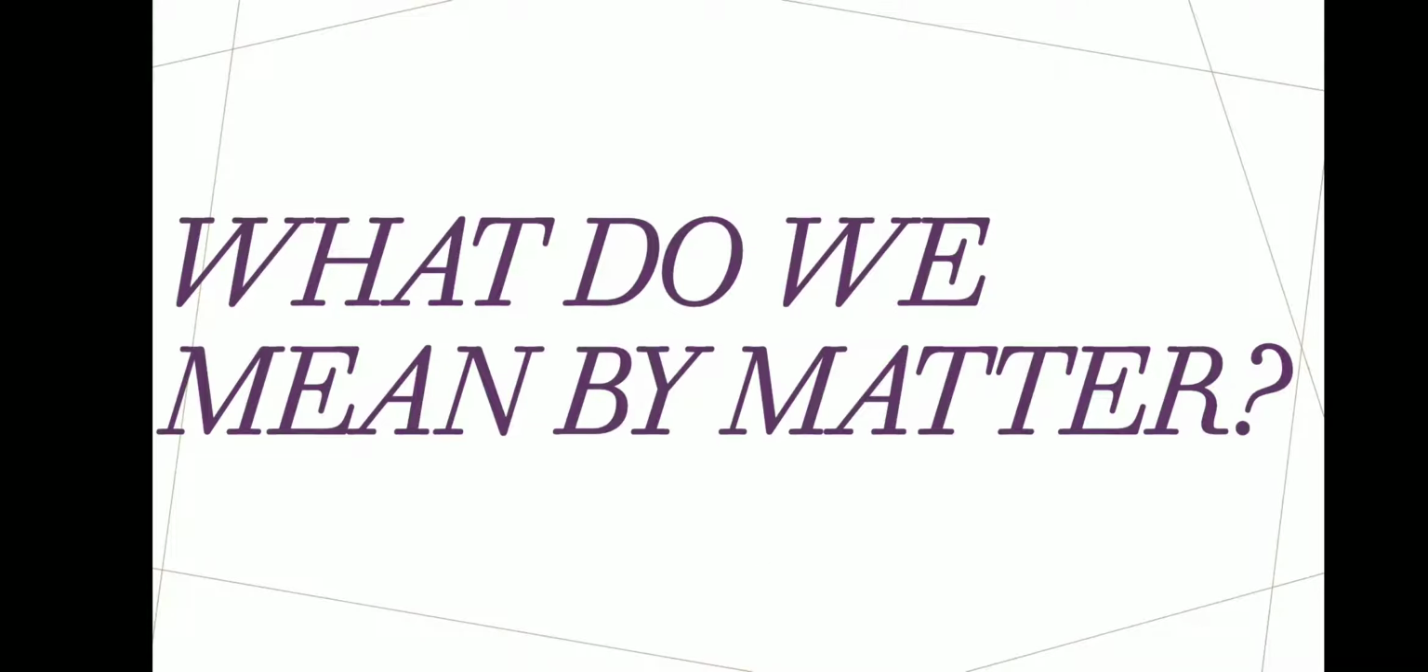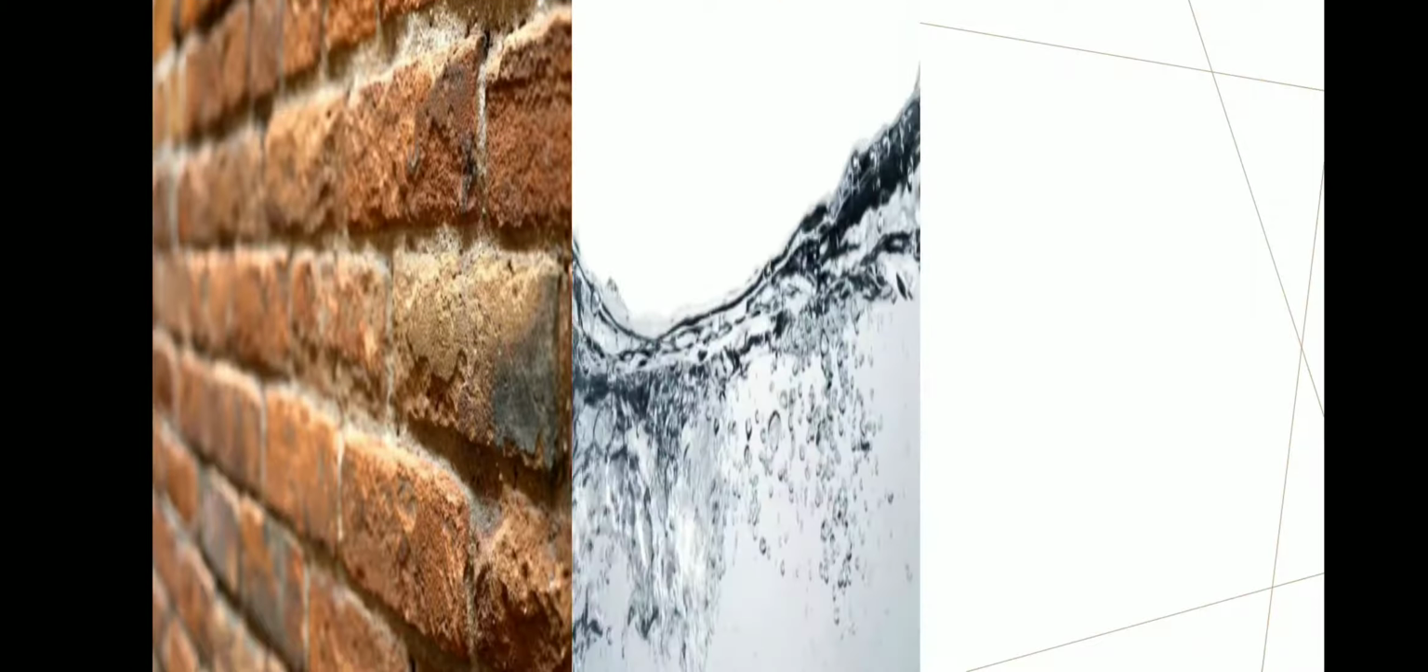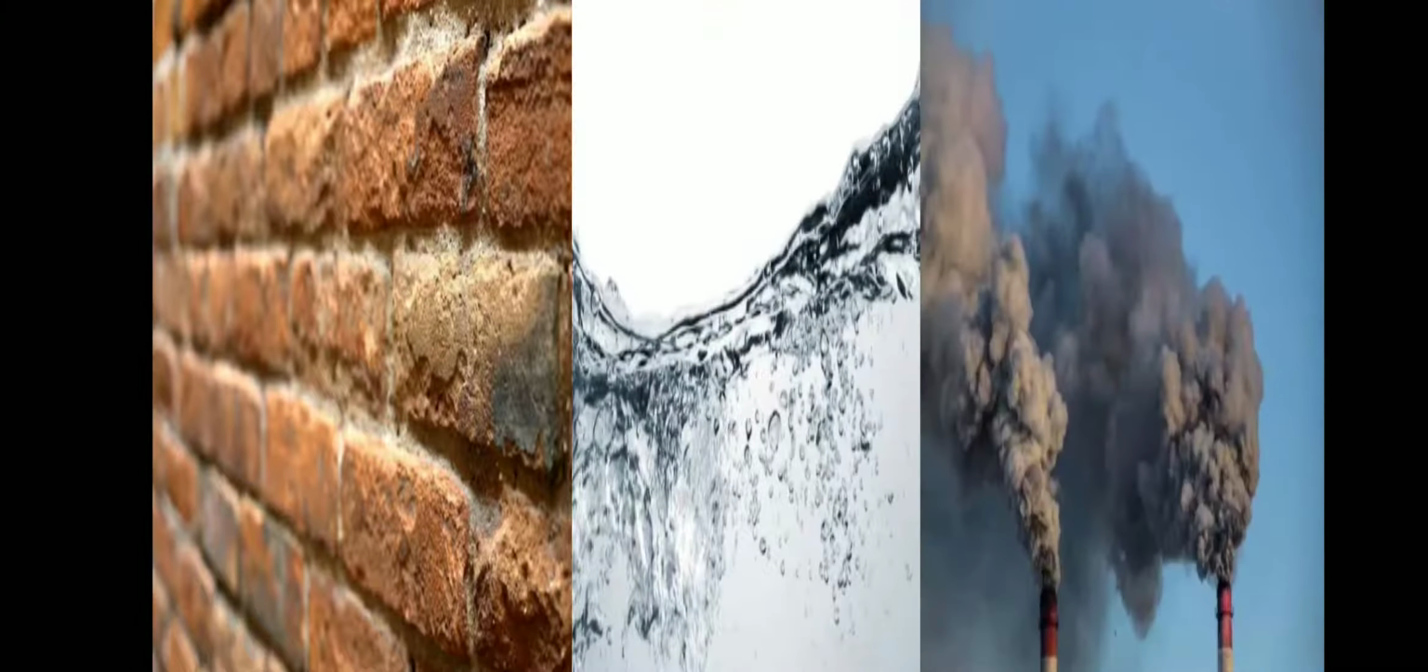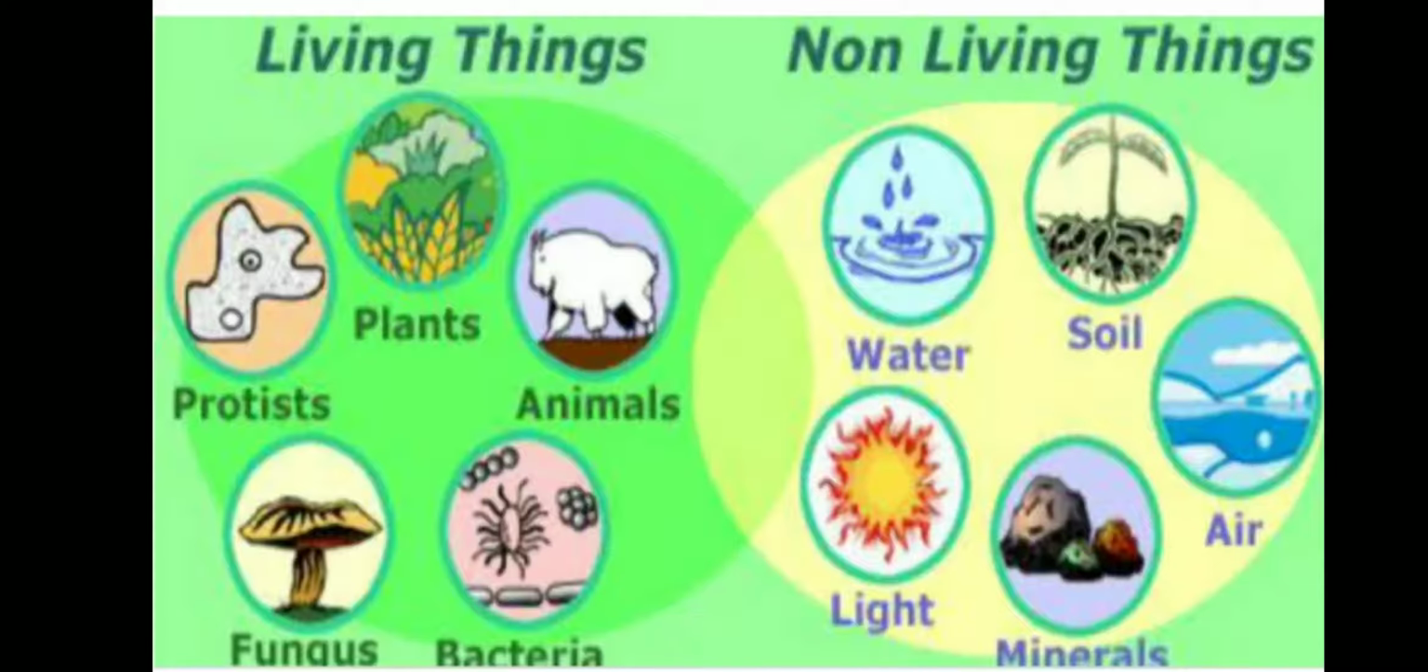Before we learn about the basic properties of matter, let us recap matter. So what do we mean by matter? Anything that has mass and volume is called matter. Means any type of material is matter. All living and non-living things are made up of matter, which is the basic substance of all materials.